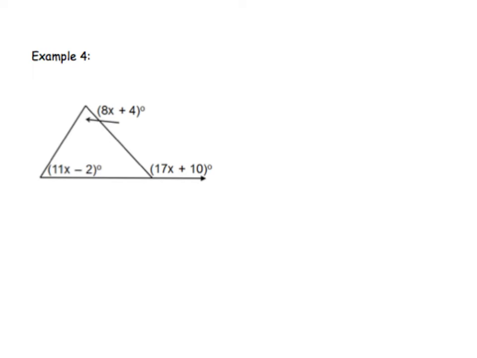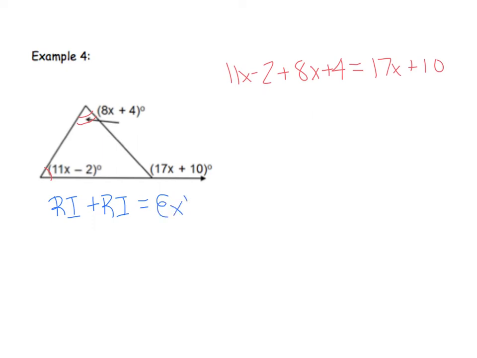So, first example, the theorem for the exterior angle states that these two angles on the inside, the remote interiors, if they are added up together, they will equal the exterior angle on the outside. So, 11x minus 2 plus 8x plus 4 is equal to 17x plus 10. So this kind of has a formula. The remote interior plus the remote interior is equal to the exterior angle. Okay, pretty easy. So let's combine like terms here.